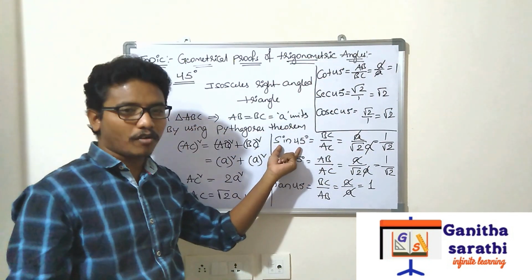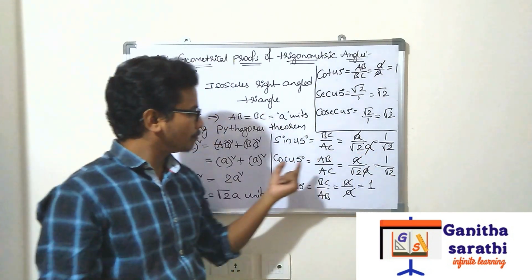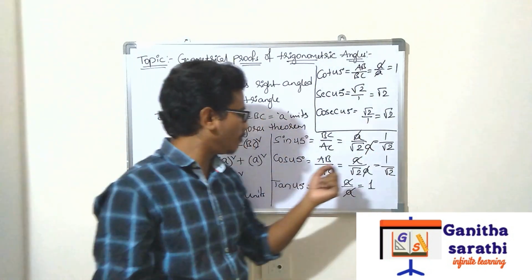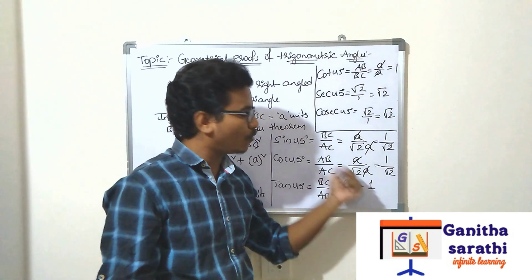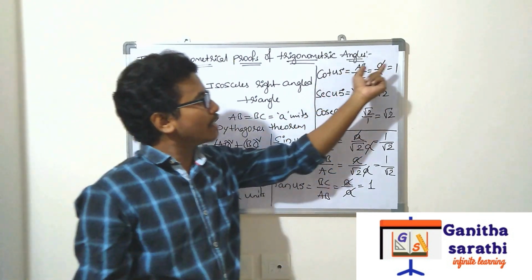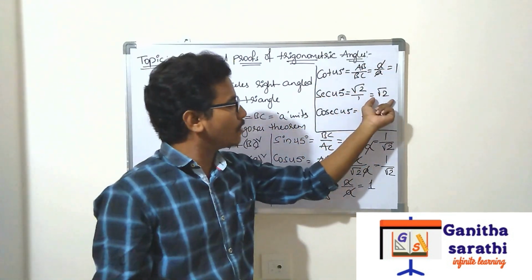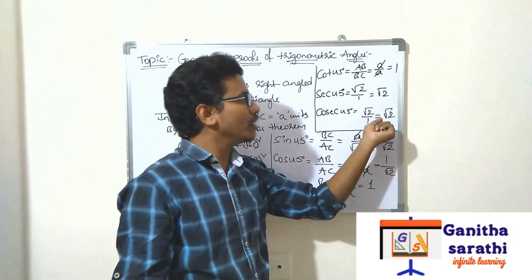What is that? Sin 45 is equal to 1 by root 2. Cos 45 is equal to 1 by root 2. Tan 45 is equal to 1. Cot 45 is equal to 1. Secant 45 is equal to root 2. Cosecant 45 is equal to root 2.